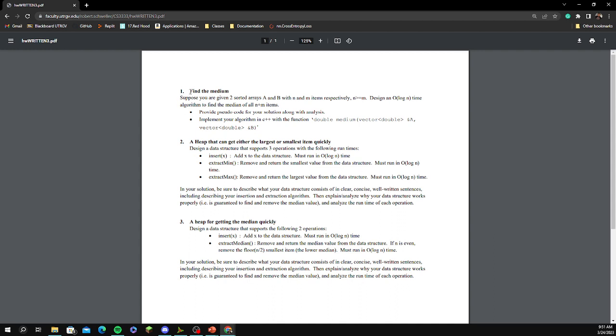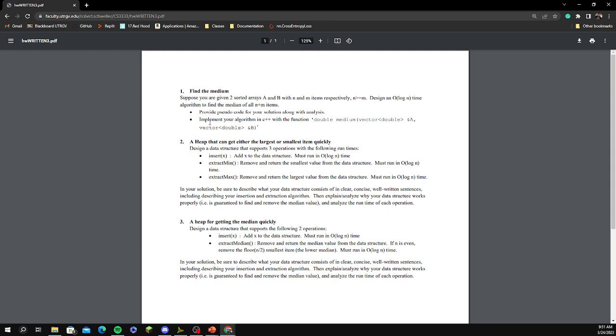Before we get into solving the problems themselves, let's see what we're asked to do. The first problem is to find a median. We have two sorted arrays, one having n items, one having m, and we're supposed to solve this algorithm in log of n.